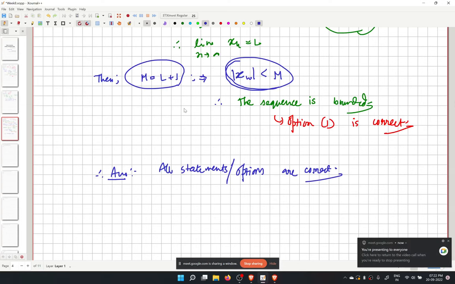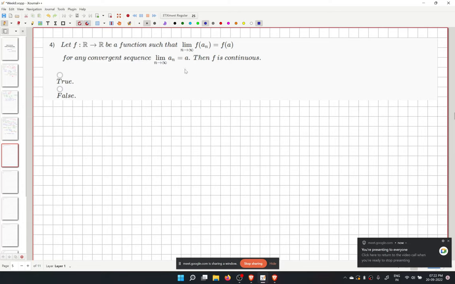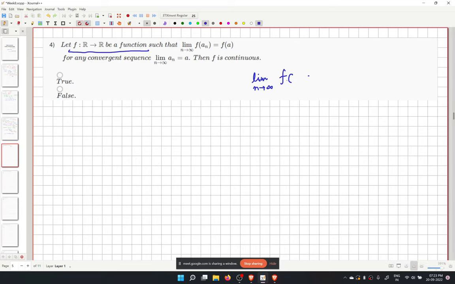Okay, so I don't see any questions here. So let us go to the next problem, which again is a true or false question. So it states that f is a function from R to R such that the limit as n tends to infinity of f(an) is equal to f(a) for any convergent series.